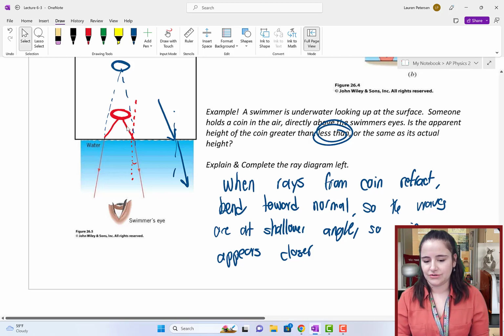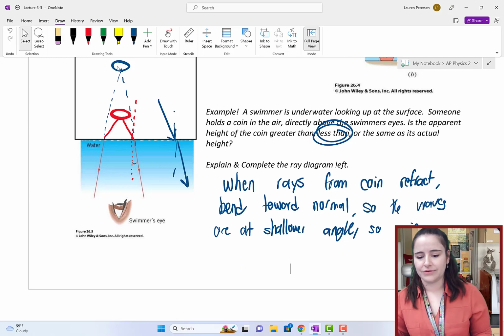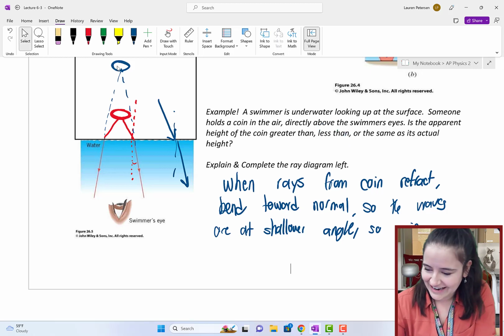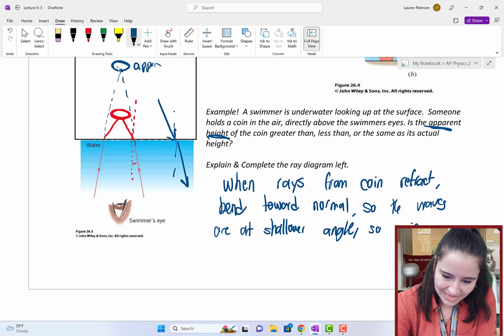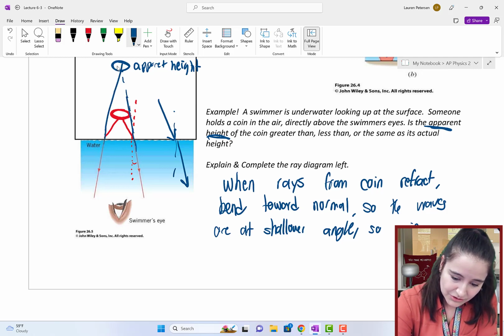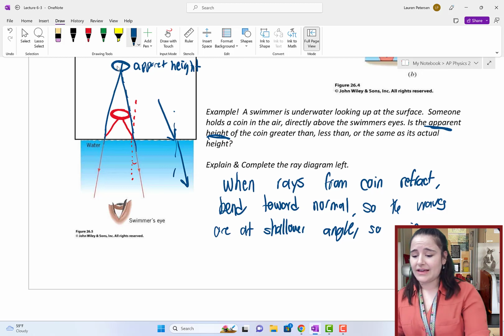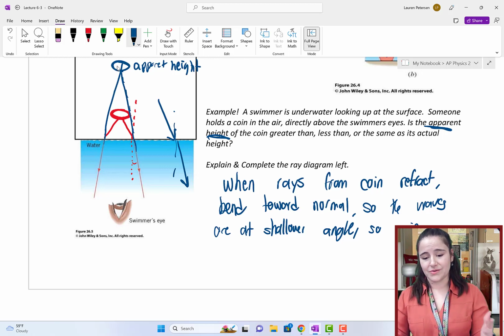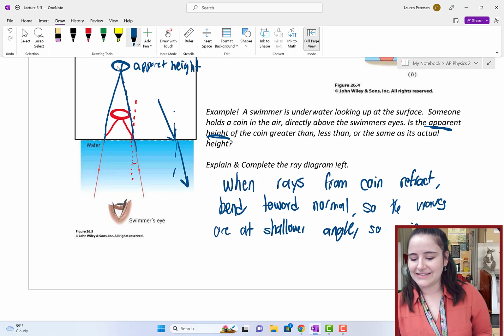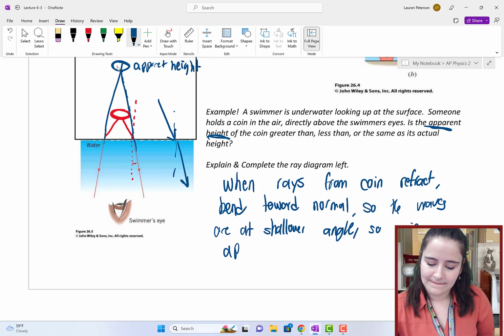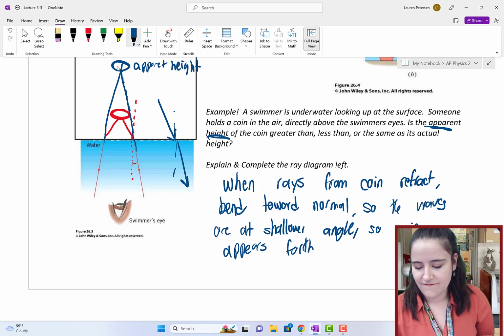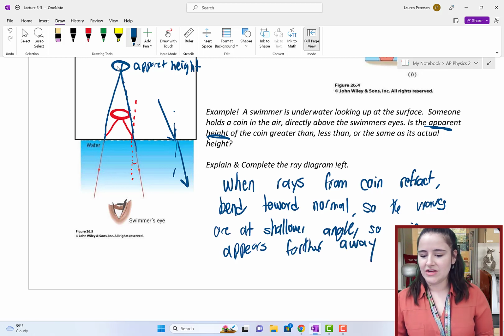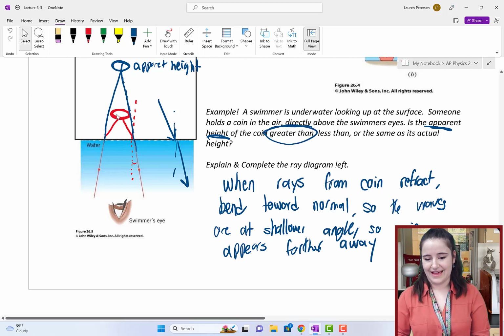Okay, or no, the blue, I drew it wrong. The red is showing the actual location of the coin with the refraction, and the blue is what we thought. So the apparent height, assuming that light travels in straight lines, because that's what our eyes think, which is true, except for when it goes through refraction. So they bend toward that normal, so the waves are at a shallower angle, making us think the coin appears farther away. So the apparent height of the coin would be greater than the actual height.